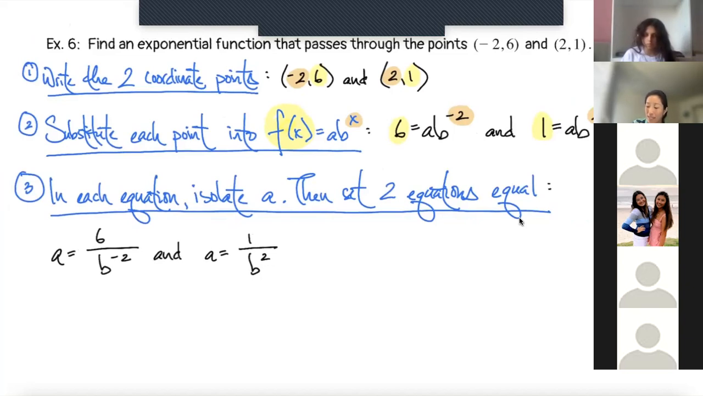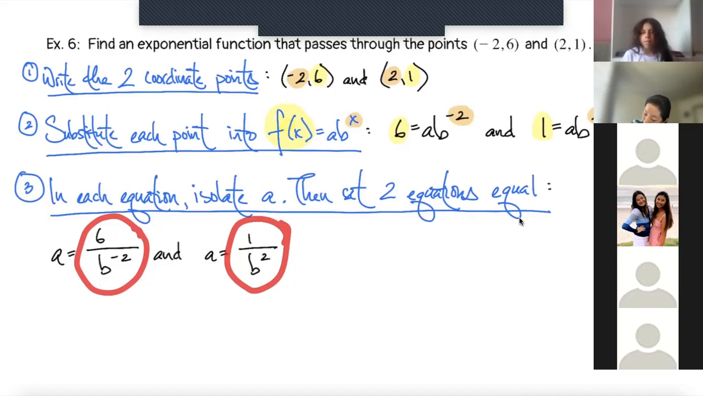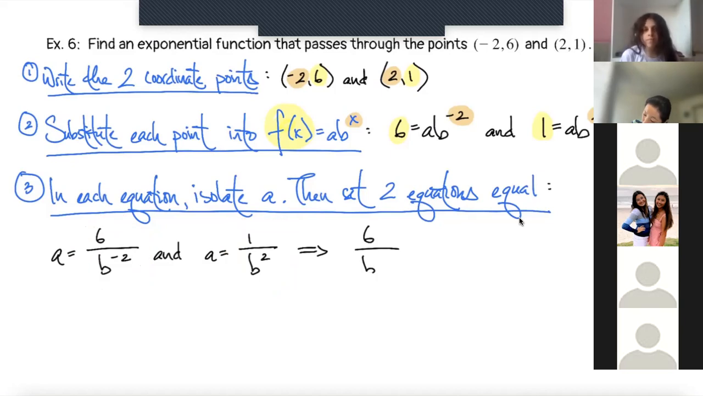And what I mean when I say set the two equations equal to each other is 6 over B to the negative 2 is equal to A, but so is 1 over B squared. They're both equal to A. What that means is that they must be equal to each other. In other words, 6 over B to the negative 2 must equal 1 over B squared.